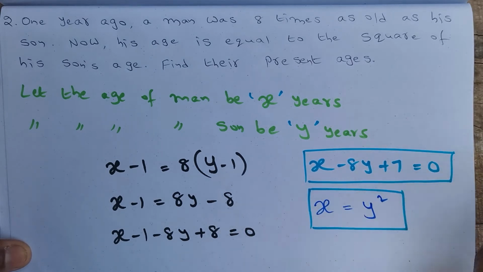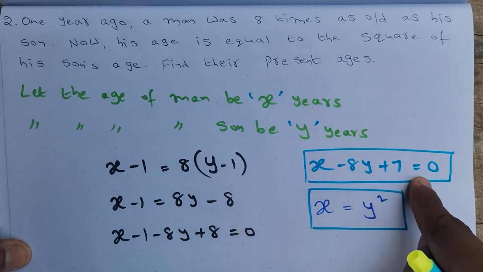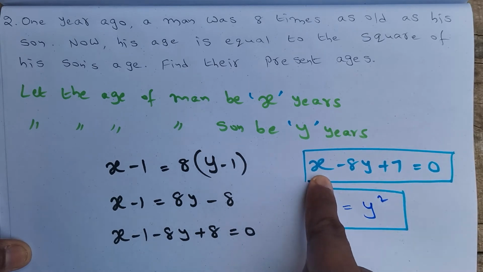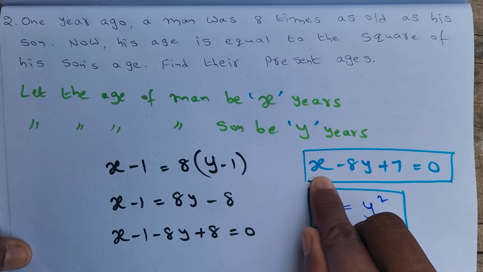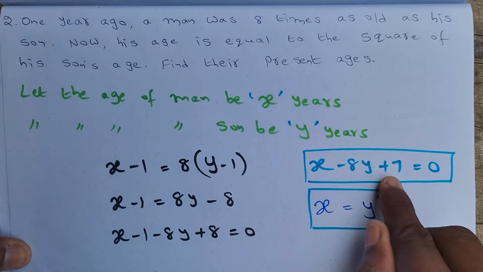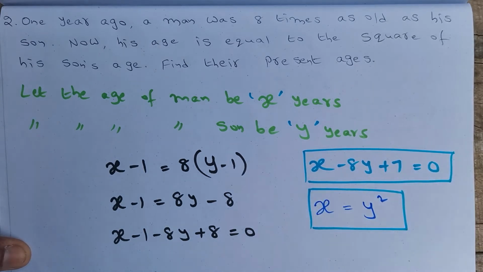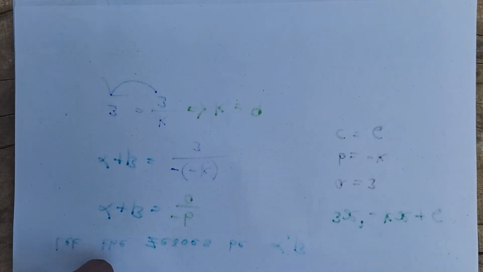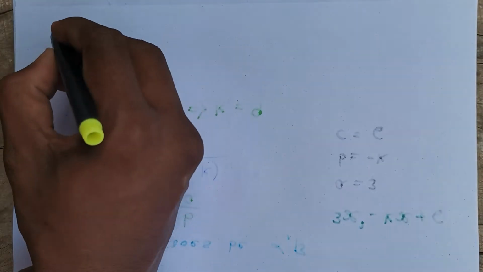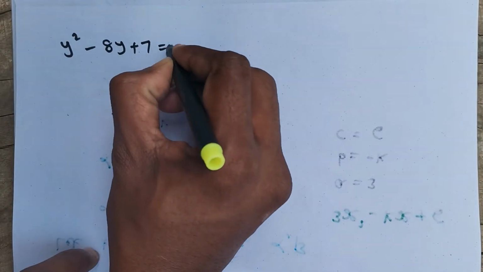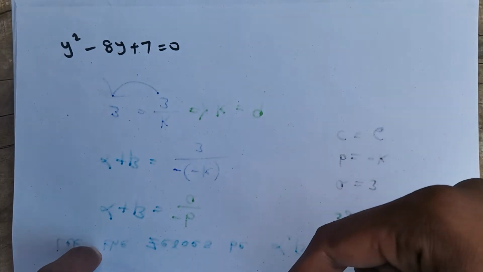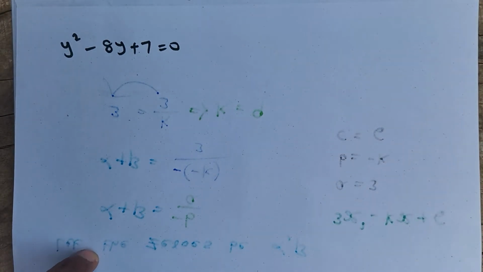If we observe the first equation, here we have x minus 8y plus 7 equals to 0. Here, in the place of x, I will substitute y square. So we will get the equation as y square minus 8y plus 7 equals to 0. Now we got a quadratic equation. So by splitting the middle term into two terms, we need to find the y value.